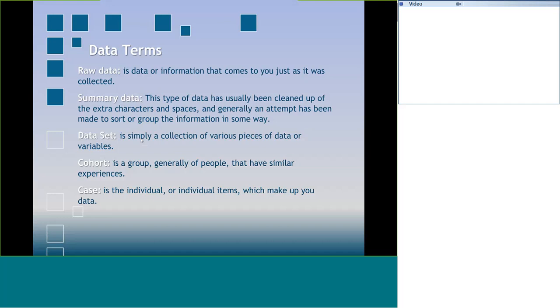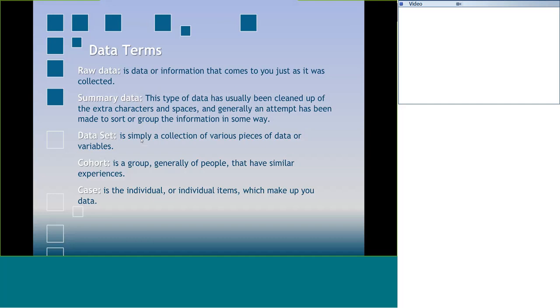A data set is simply a collection of various pieces of data or variables. Data sets may contain either raw or summary data. A cohort is generally a group of people that have similar experiences. For example, those of you that take this course with plans to continue on for the certificate can be considered a cohort.